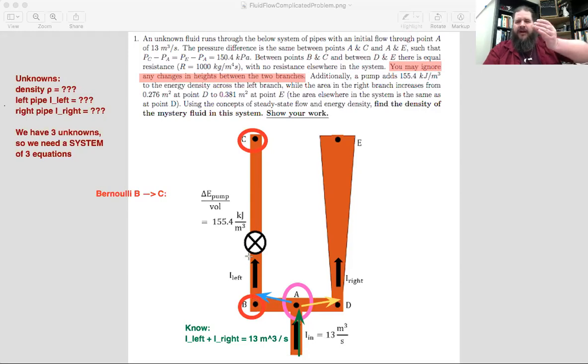We should assume that this entire Y-shaped pipe is flat on a tabletop. There are no changes in height in this entire problem. I think that's what's meant by you may ignore any changes in heights. So there's no changes in potential energy density anywhere in the system because it's all at the same height. But what else is changing from B to C? What terms would we need to include in the Bernoulli equation?